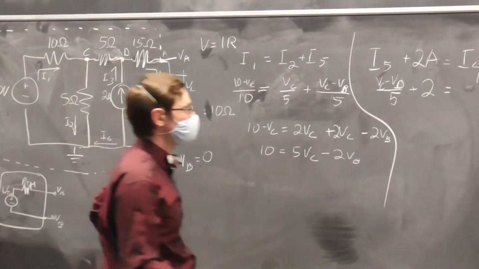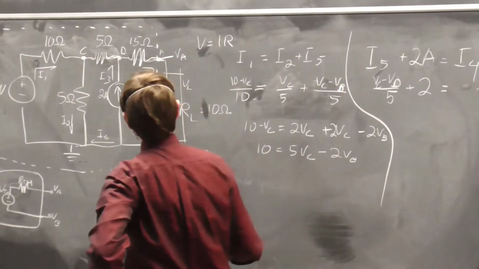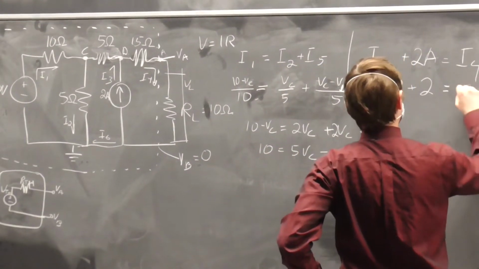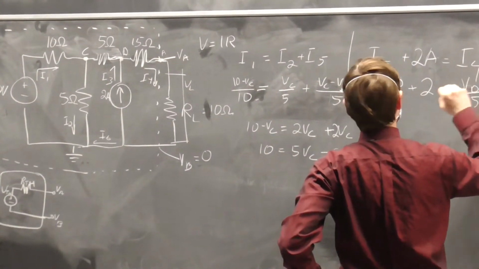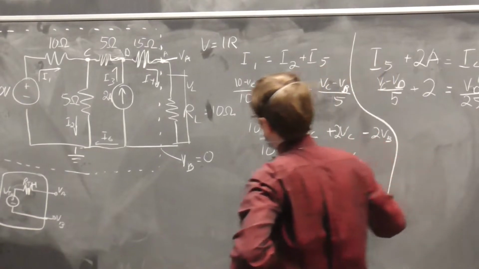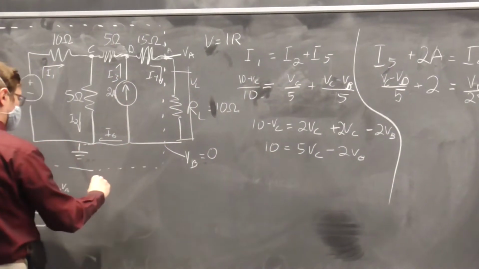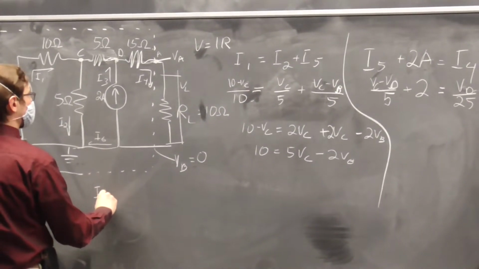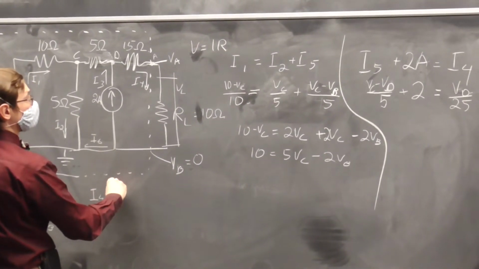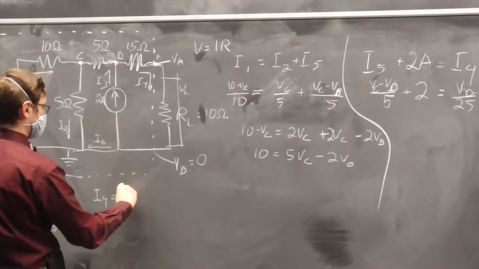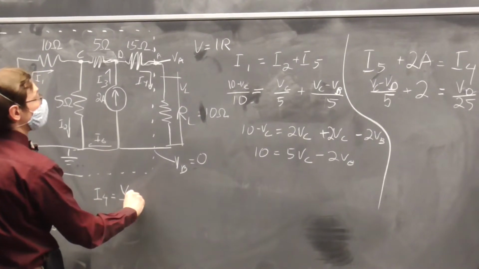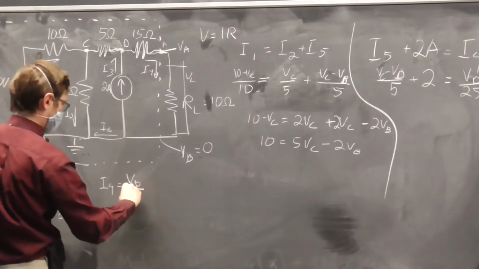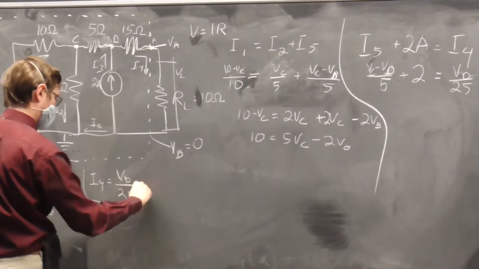Good. So, let's just do it. So that's 25 VD. Good. We'll just keep I4 is equal to VD divided by 25. We'll just keep that one on spare for when we need them later.